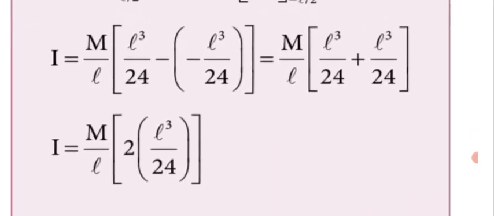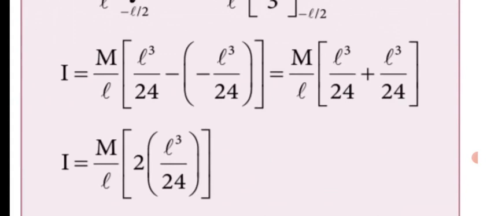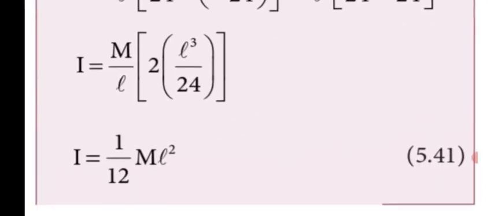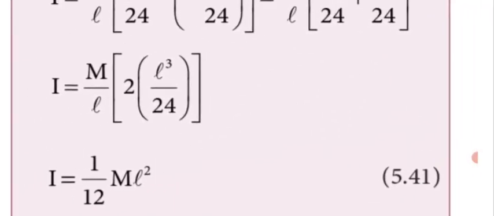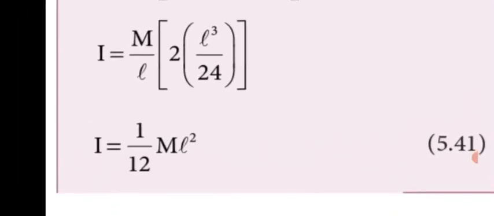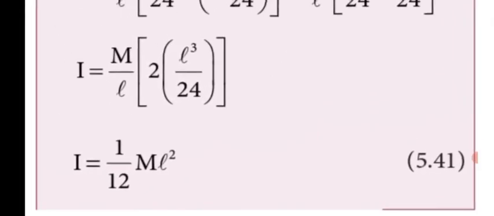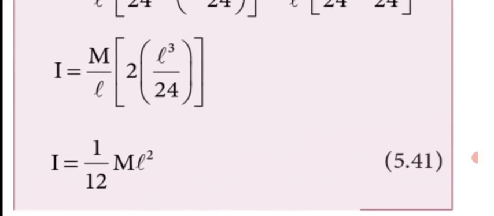Taking the two terms together, we get 2 times L cube by 24. So I is equal to M by L, 2 times L cube by 24. The 2 into 24 cancels to give 1 by 12, and one L in the outside cancels with L cube, leaving M L square. So 1 by 12 M L square is our final equation. Understood? It is a very easy one.